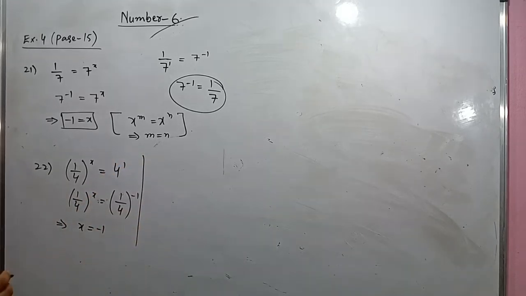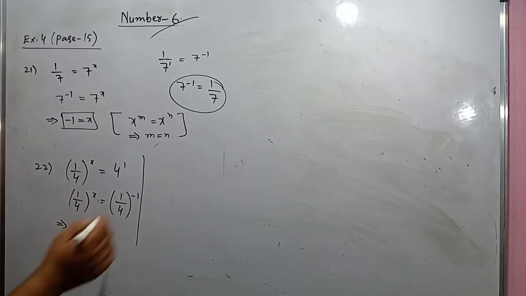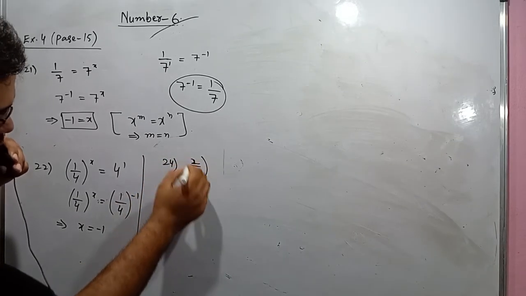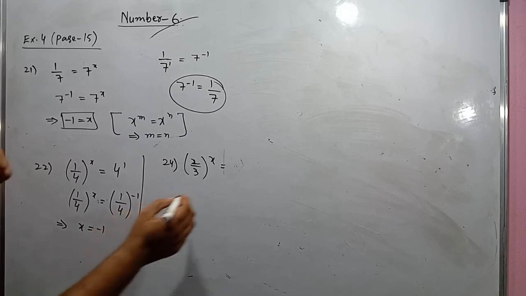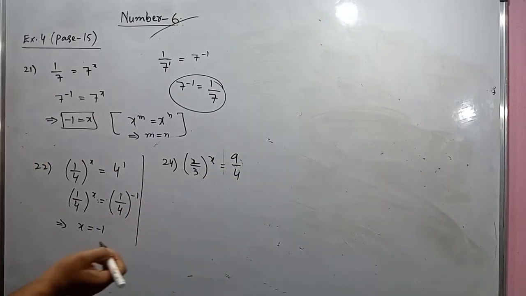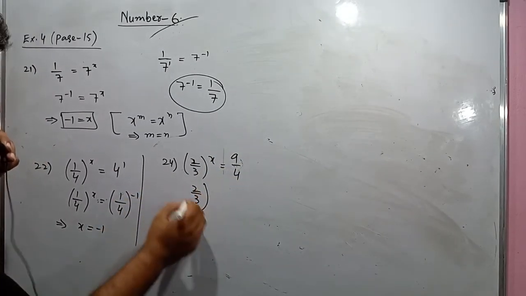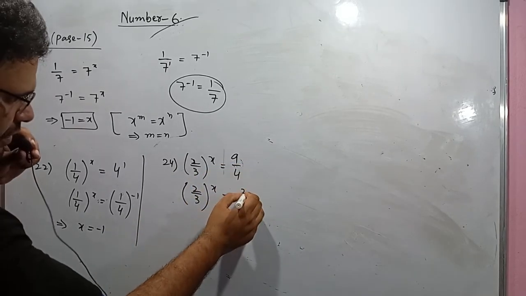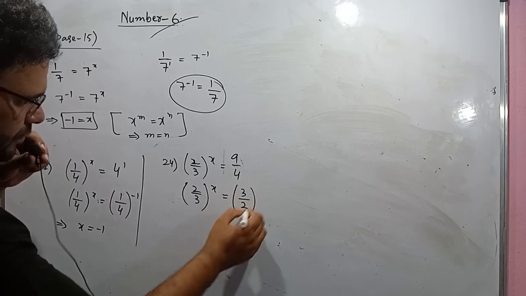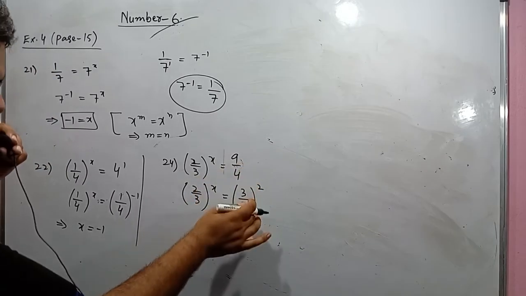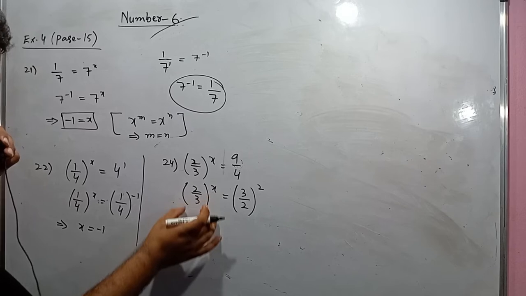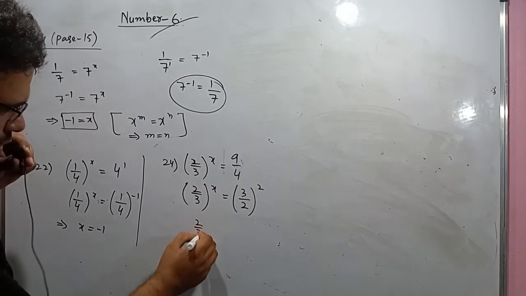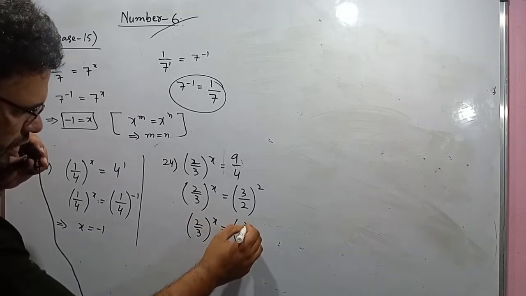Now next it's 23. That's very easy, you can do it. 24 I will show here. It is (2/3) whole power x equals 9/4. Now see here, it's (2/3) whole power x. Shall I write this 9/4? First I will write it as (3/2) whole square, so that 3 3s are 9, 2 2s are 4. It is the same number. Now I want here, the base is 2/3, the same number I want here. So (2/3) whole power x is equal to, I will write here 2/3.